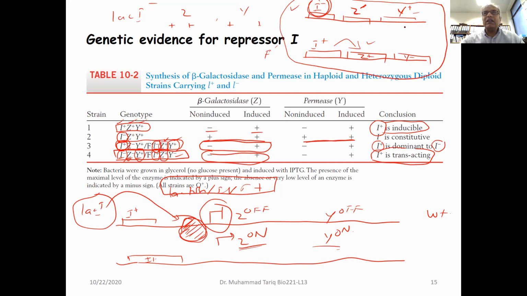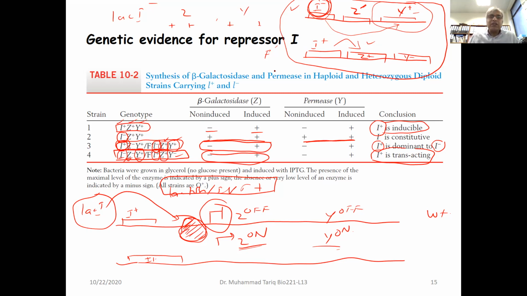Why? The repressor is present. Here it is I minus. It should be causing no repression on this locus. So it should be constitutive, no? What do you think? Sir, but on the complementary gene, there is a repressor, and since I plus is dominant over I minus, that's why the repressor will still be produced, and Y will not be activated.